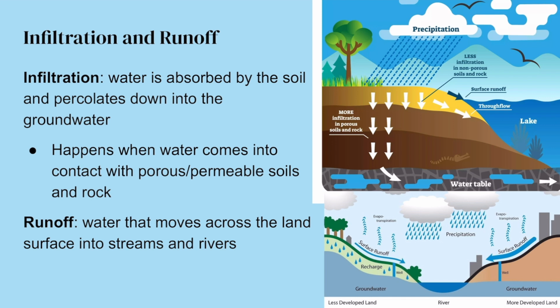Runoff is what occurs when water moves across the land surface into streams and rivers or lakes. It can move into lakes, standing water areas as well. But this occurs when water falls on an impermeable surface. So infiltration happens when a surface is permeable. Runoff happens when a surface is impermeable. And runoff has increased over the years as humans continue to build cities and urban areas. We add in more impermeable surfaces like roads, sidewalks, and buildings, which leads to more water running off and less water infiltrating, which means our groundwater levels have been slowly lowering over time.